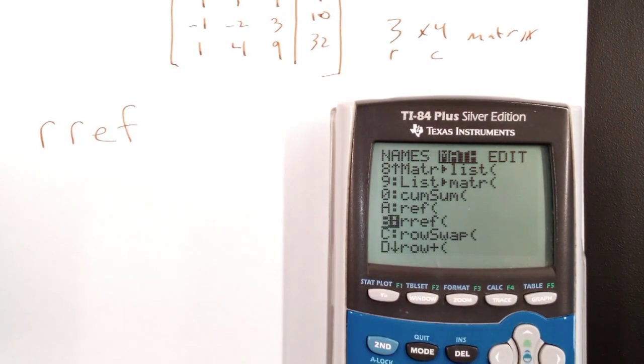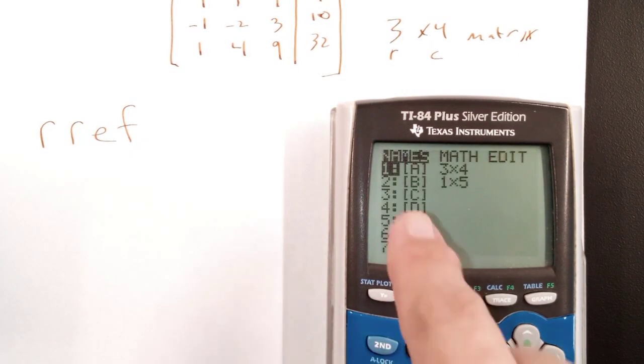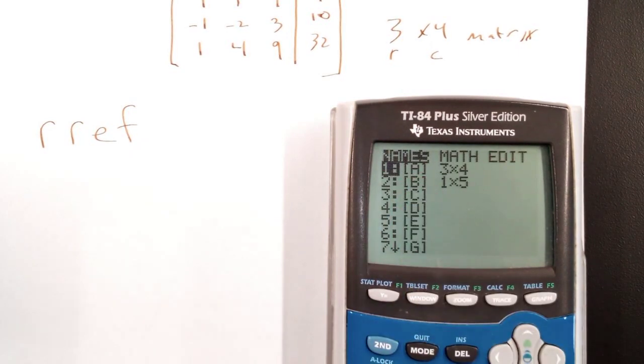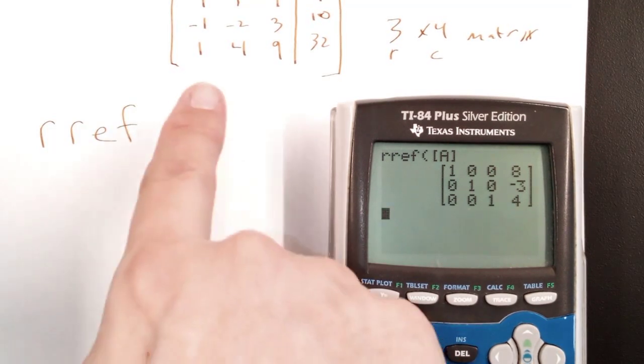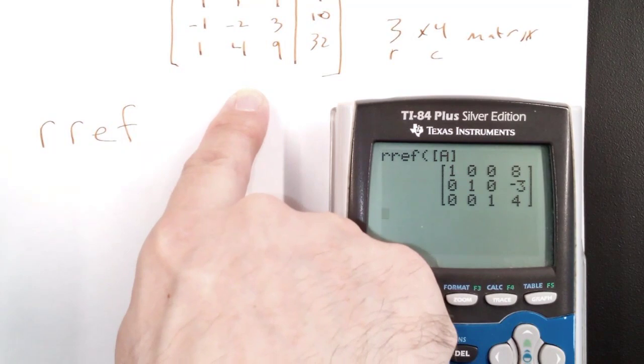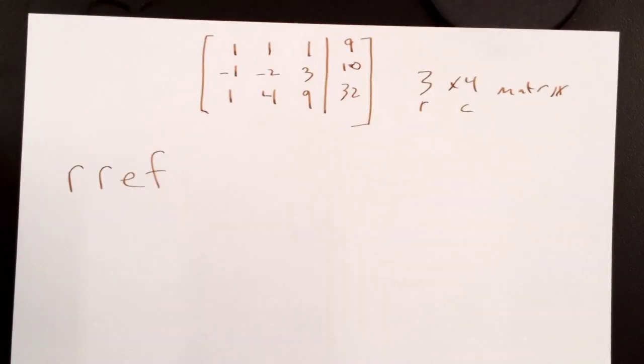Reduced row echelon form. I want to do the reduced row echelon form of what? Of matrix A. So let me go second, matrix, put in matrix A. I just need the name, hit enter. I want to do the reduced row echelon form of this matrix. Bang. What does that say? Just like these are equations, this is a set of equations. Let me copy it down.